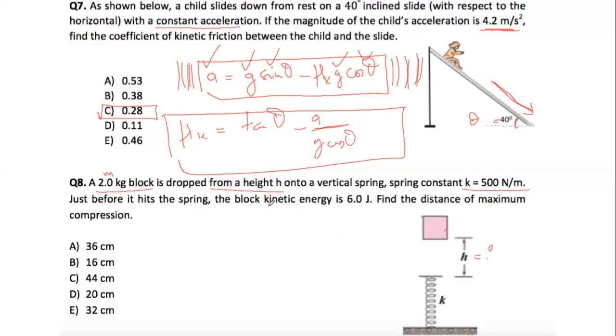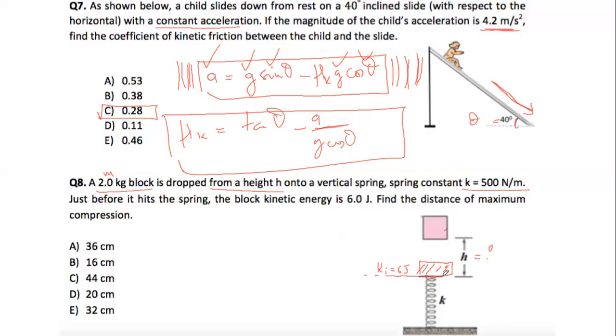Just before it hits the spring, the block's kinetic energy is this. I made life easy for you. Just before it hits the spring, the block is here. Its kinetic energy is equal to 6 joules. Question is, what is the distance of maximum compression?